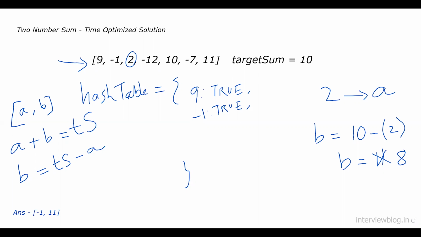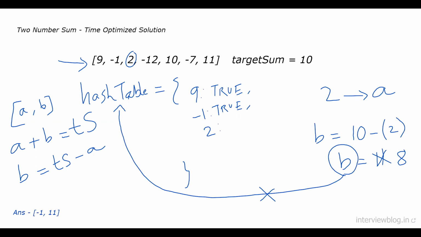Now I will check if my B is present in the hash table. Since 8 is not present in the hash table, I will be adding 2 to my hash table, saying that it is present in the array.